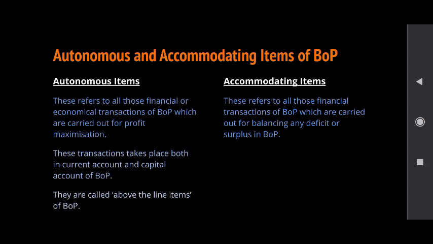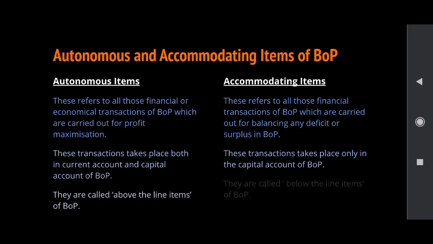On the contrary, accommodating items record all the financial transactions which are done to balance any disequilibrium in BOP. That means if BOP is deficit or surplus, then to balance both sides of BOP, any transaction which is carried out for that purpose is known as accommodating items. These transactions take place only and only in the capital account of BOP, and therefore they are known as below the line items.